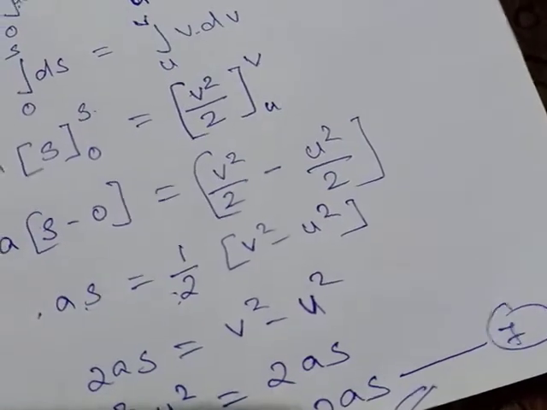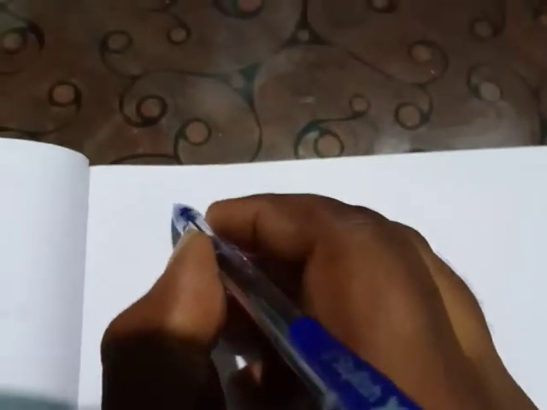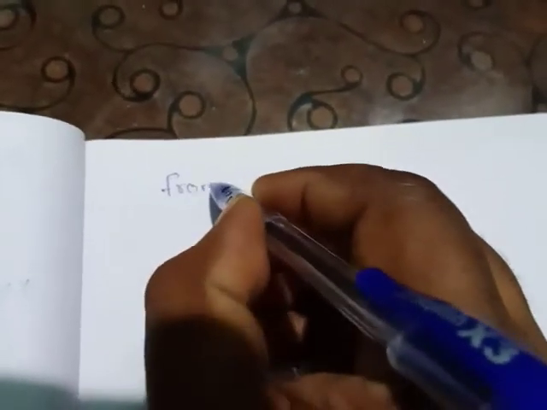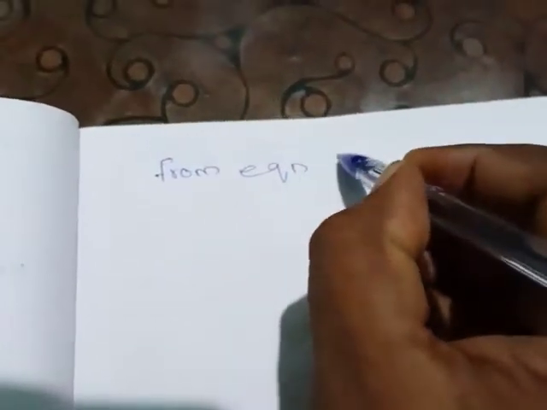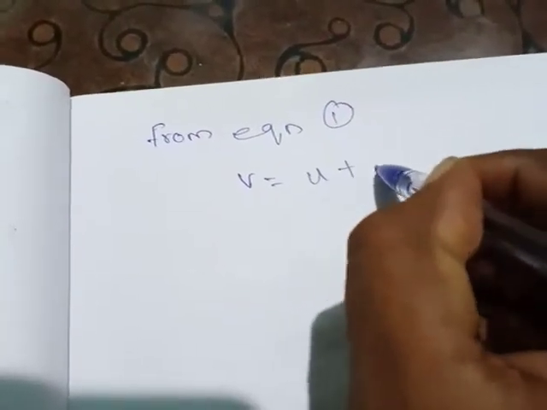Now we got 3 equations. V is equal to u plus at, s is equal to ut plus half at square. And the last equation we got is v square is equal to u square plus 2as. Now for the fourth equation, we are taking equation 1. So from equation 1 means v is equal to u plus at.